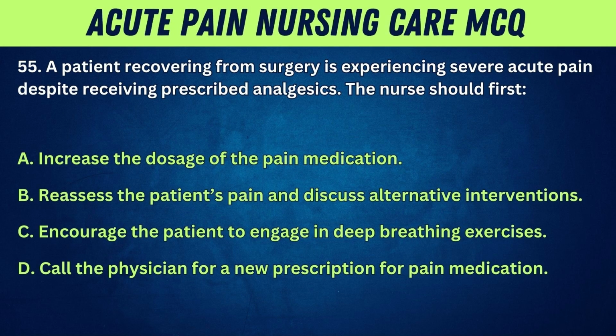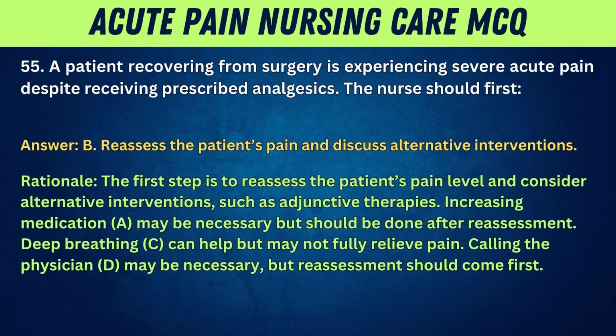55. A patient recovering from surgery is experiencing severe acute pain despite receiving prescribed analgesics. The nurse should first: A. Increase the dosage of the pain medication. B. Reassess the patient's pain and discuss alternative interventions. C. Encourage the patient to engage in deep breathing exercises. D. Call the physician for a new prescription for pain medication. Answer: B. Reassess the patient's pain and discuss alternative interventions.